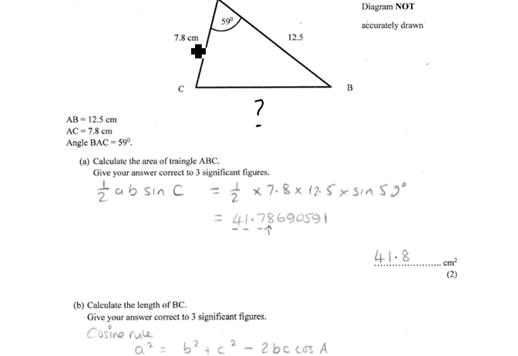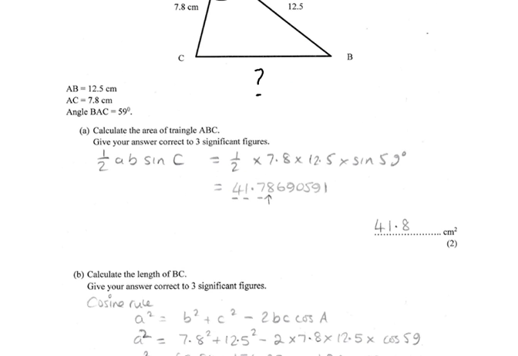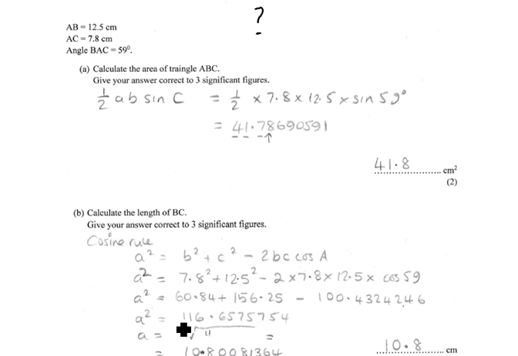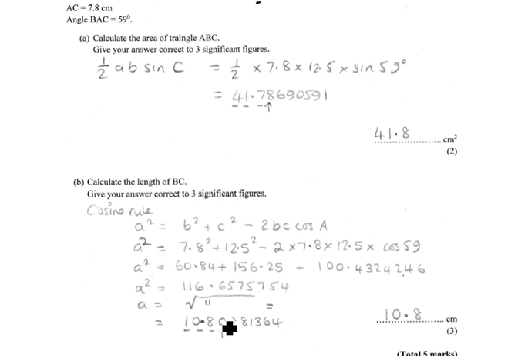Call these two sides b and c. Doesn't matter which one's which, but we'll probably call that one c and that one b. We put the numbers into the formula. We work it out step by step, not forgetting at the end we've worked out a squared, so we square root it and a will be 10.8. If you haven't got the answer right, check through the working and see where you might have gone wrong. Often this is where people go wrong.